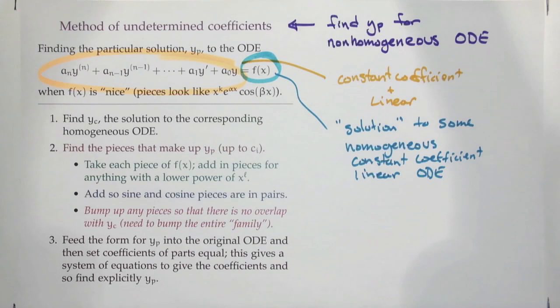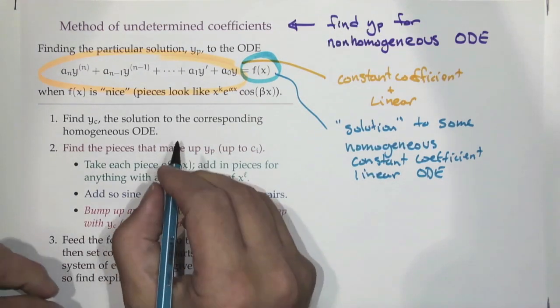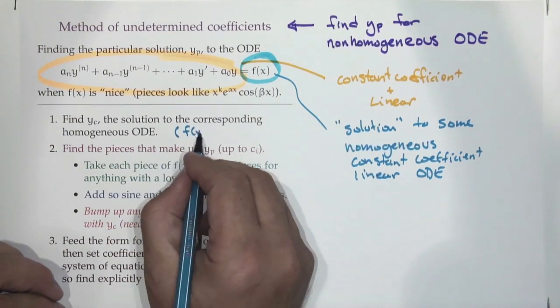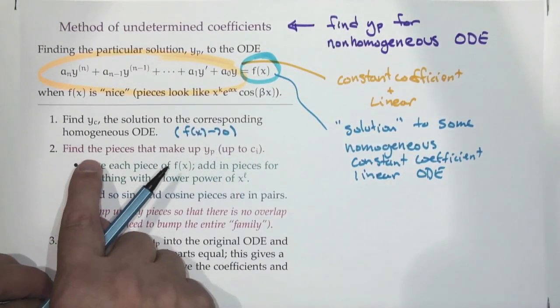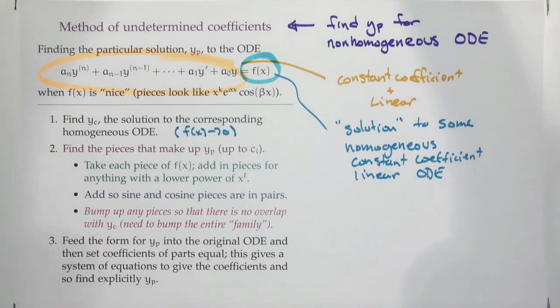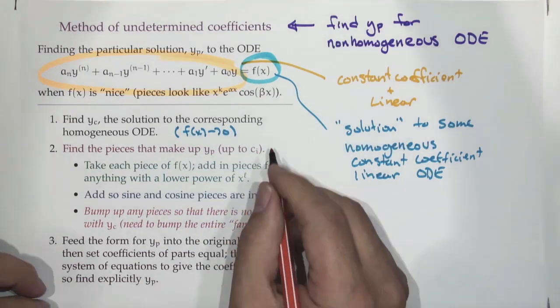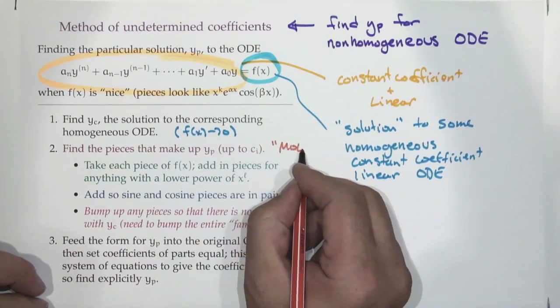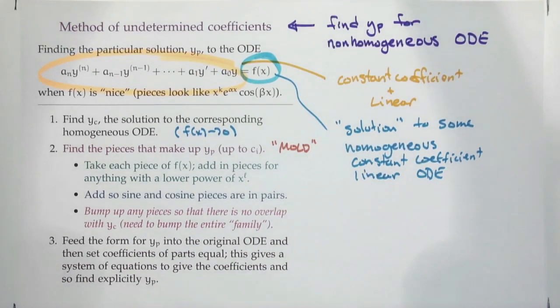So in other words, you set f of x to 0. What's that complementary solution, y sub c? And now after you've done that, the next thing we're going to do is find the pieces that make it up to some constant. Another way you can think about this is we're going to make a mold, or we're going to find the form. We're going to say, look, we know our solution looks like something a times this function plus b times that function plus c times that function, and so forth and so on. And we're going to do lots of examples.